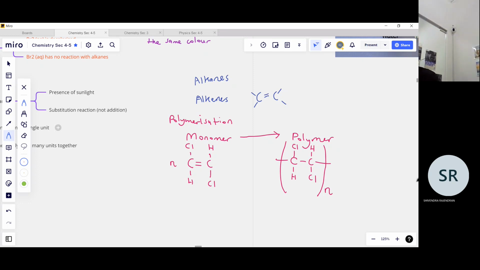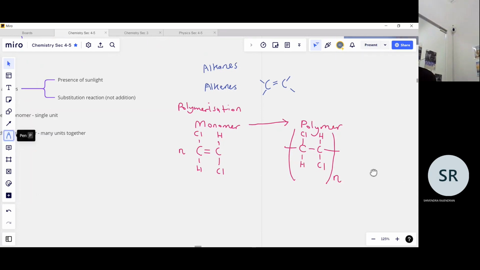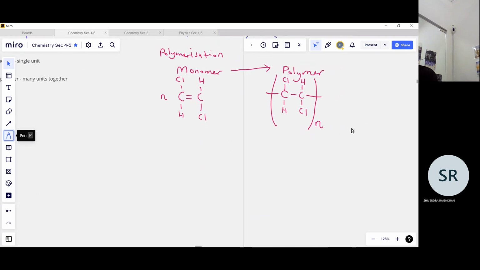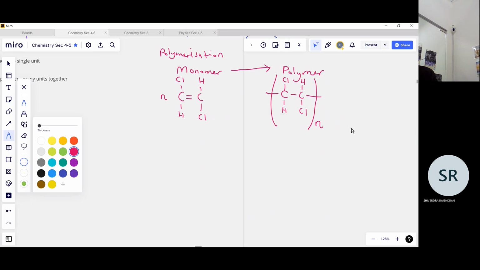So in this case, the question gives you the monomer, you draw the polymer. But sometimes the question is reversed. All right, they give you this polymer. Let's say this one.